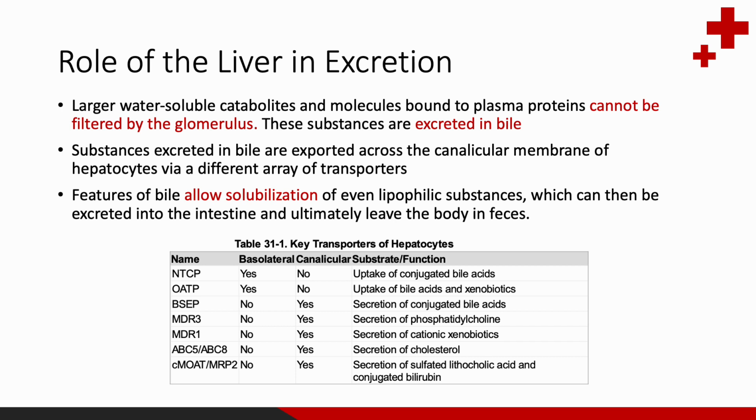The substances excreted in bile are exported across the canalicular membrane of hepatocytes via a different array of transporters, as shown in the table below. A feature of the bile is that it allows solubilization of even lipophilic substances, which can then be excreted into the intestine and ultimately leave the body in feces.